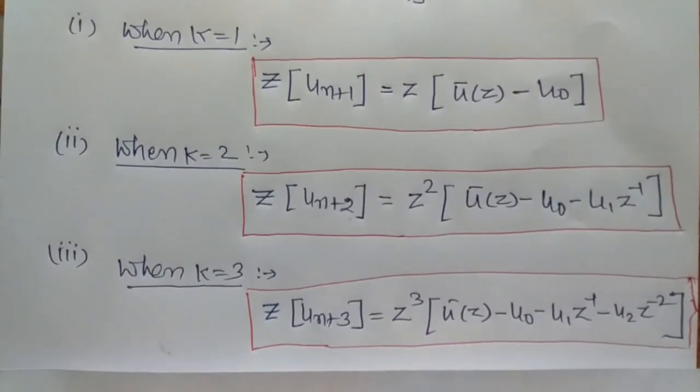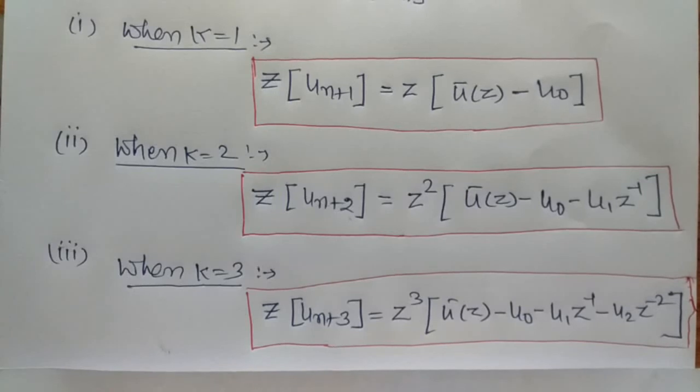Similarly, we can find z transform of the sequence u(n+4), u(n+5) and so on. These types of results we use to solve difference equations by z transform.